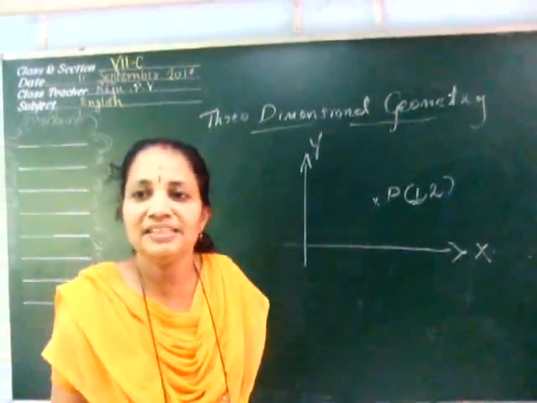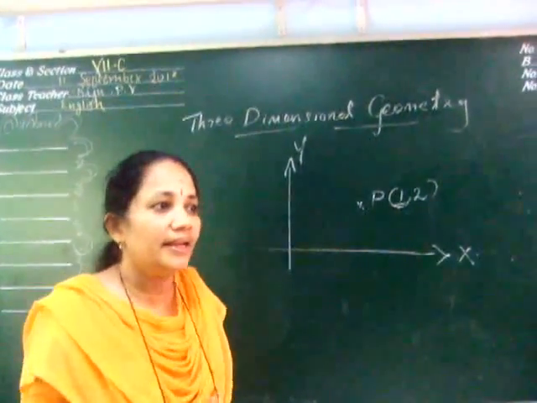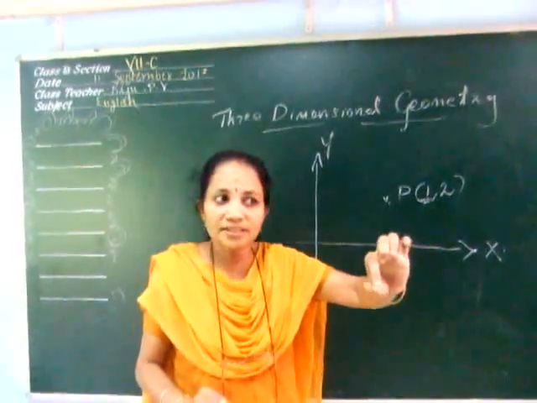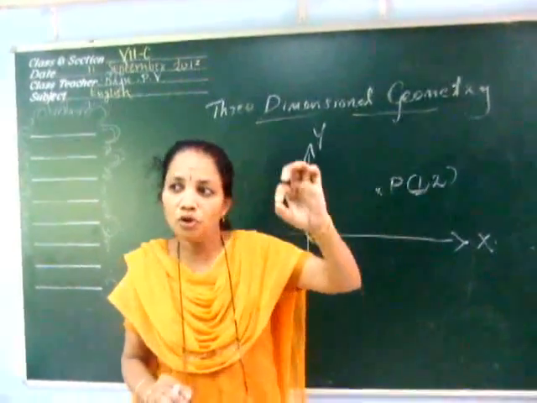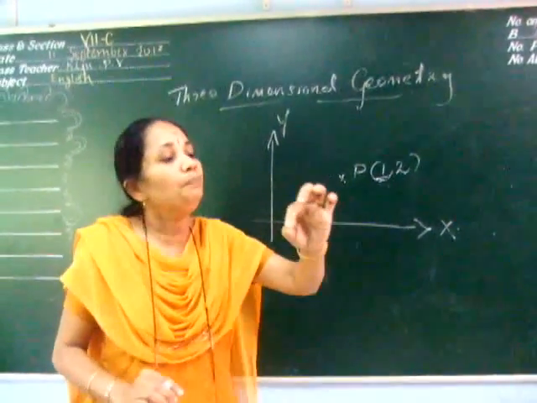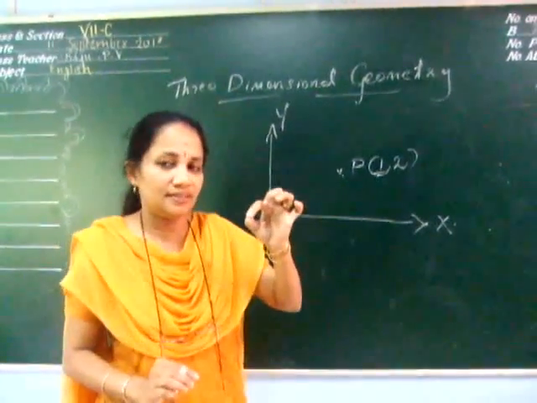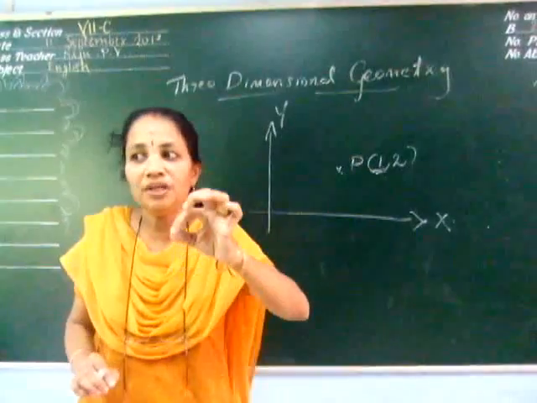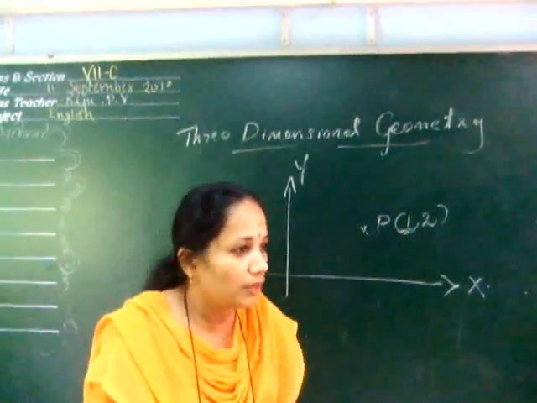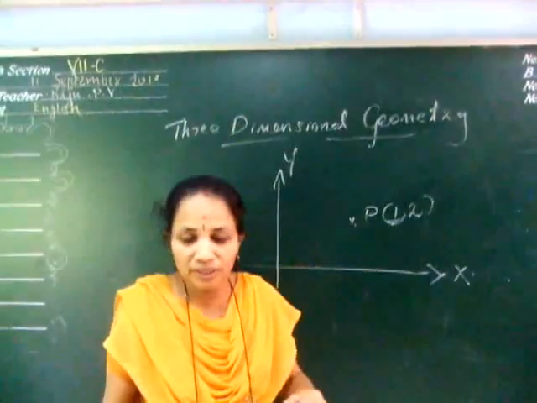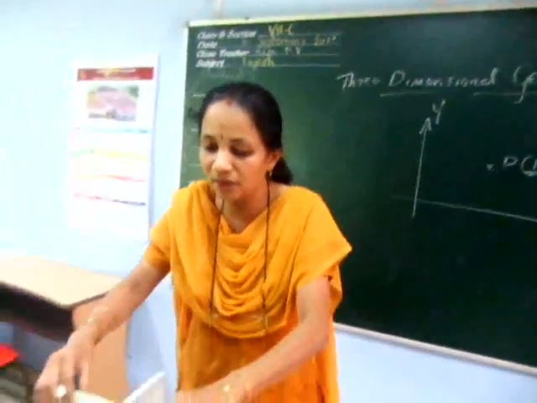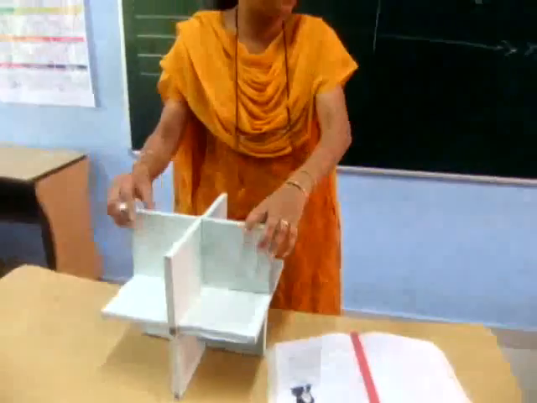But here in three-dimensional geometry, we locate a point in space. So it is not in a plane. To locate a point in space, we require three perpendicular axes. So we will have to find out the distance of the point from three perpendicular axes. Now, last year also we have seen this in class 11th. How do we get the three perpendicular axes?